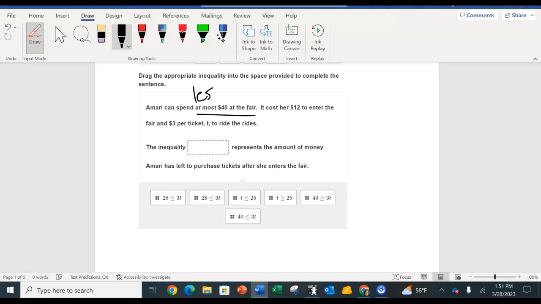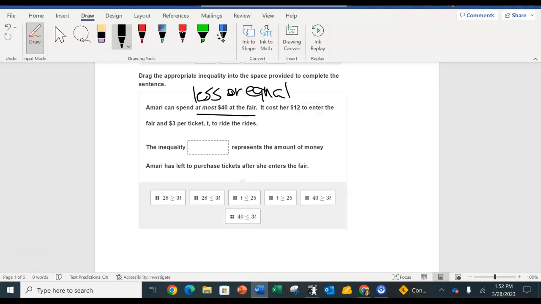Less than or equal. Can't write with this pen, sorry. All right, so it says it cost her $12 to enter the fair and $3 per ticket to ride the rides. The inequality represents the amount of money Amira has left to purchase tickets after she enters the fair.